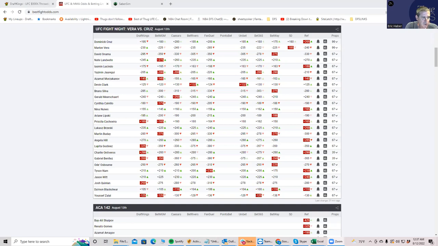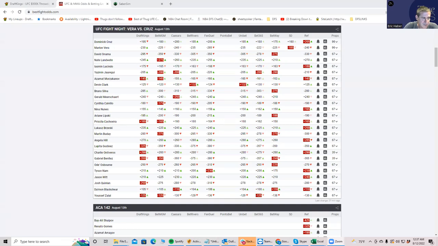And it's a really, really good card from a DFS perspective, in the sense that you can play a lot of different fighters. What I'm going to do is go through it fight by fight to show you all the different options. And then after I've done that, we're going to relook at it from a construction perspective.